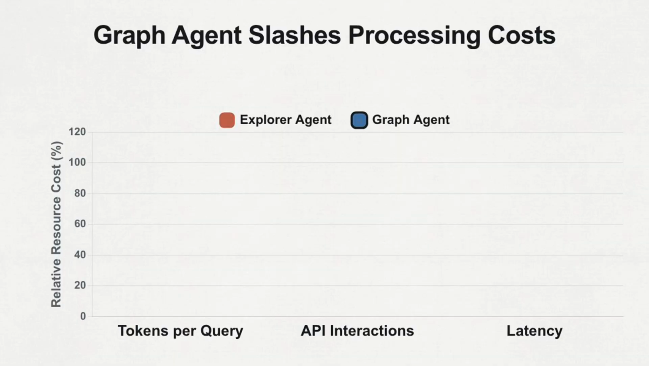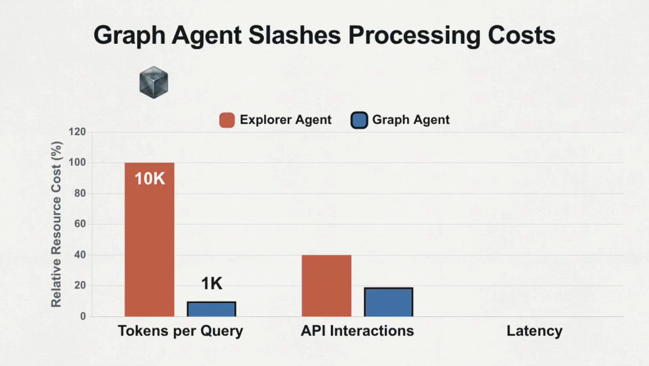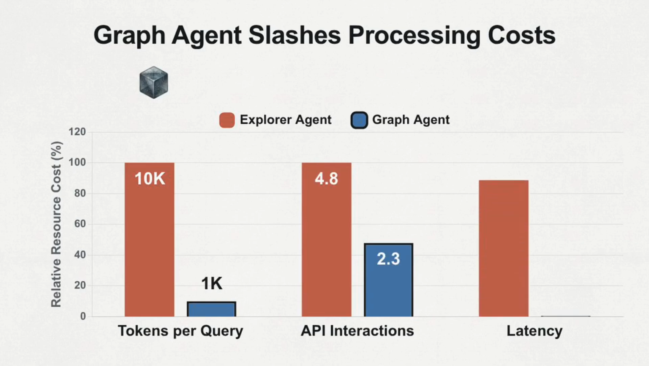This benchmark measures the mismatch. The traditional Explorer agent burns 10,000 tokens, while the Graph agent uses just 1,000. For tool calls, the Text Explorer requires double the API interactions. Latency is even starker, 30 seconds of processing versus a fraction of a millisecond.